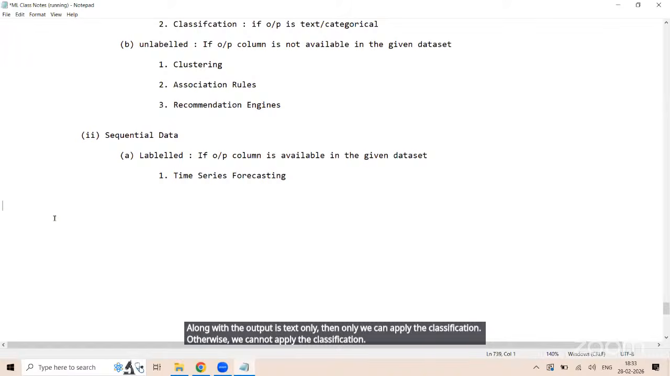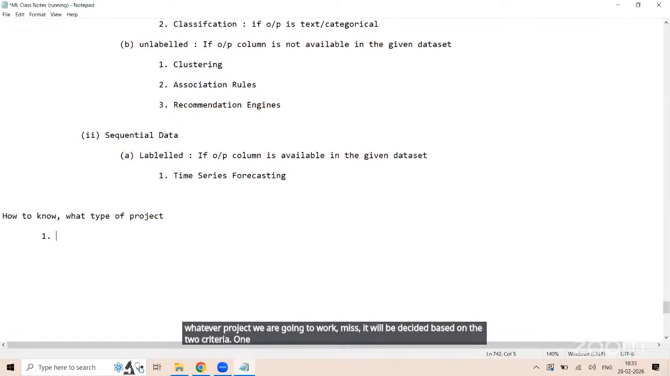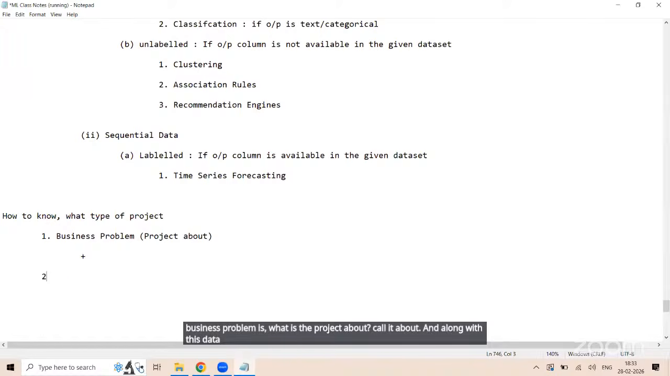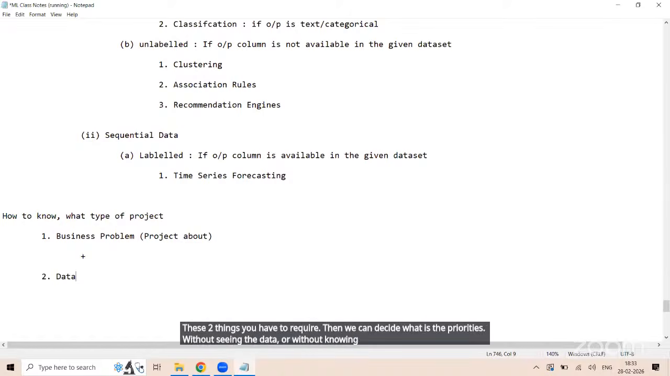So how can we know whether the given project is a classification project or a regression project or anything else? How do we know what type of project it is? It will be decided based on 2 criteria. One is the business problem. First, you have to ask me the business problem, which is what the project is about. And along with this, what data they have shared with you. These 2 things you require, then we can decide what the project is. Without seeing the data or without knowing the business problem, we cannot conclude the type of the project. Both of them are required.